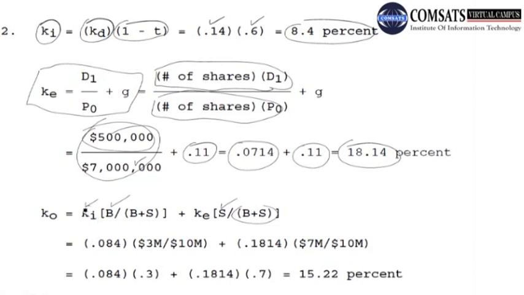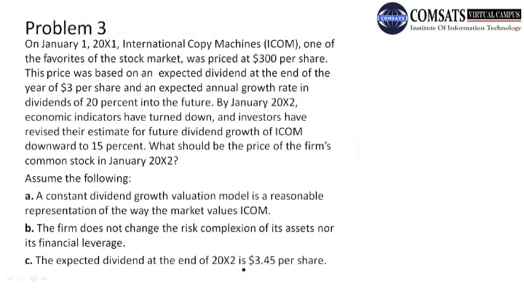अब हमने ये KI कैलकुलेट किया था, दैट इज आफ्टर टैक्स रेट ऑफ रिटर्न 0.084 into 3 million जो वर्थ है, दैट इज द वर्थ ऑफ द बॉन्ड्स, और टोटल कैपिटल है 10 million, plus 0.1814, that is 18.14%, into 7 million, that is the worth of the stock, divided by the total capital, that is $10 million. And when we solve for it, we get the weighted average cost of capital or weighted average required rate of return equal to 15.22%. And now let's see the problem number 3.